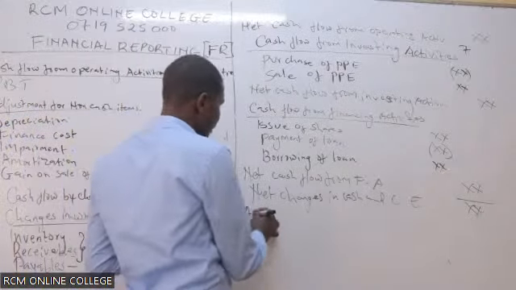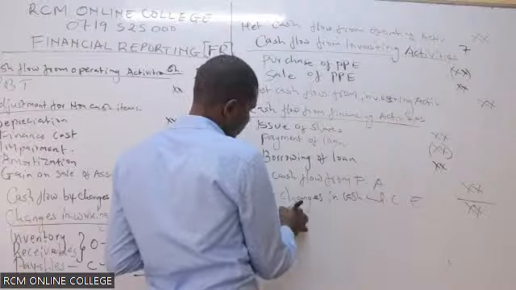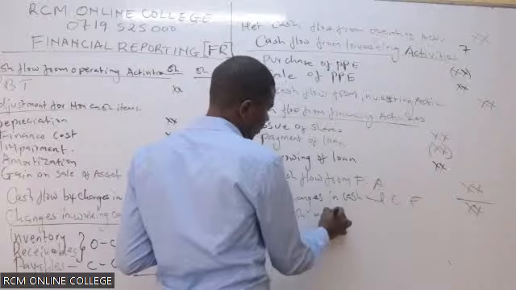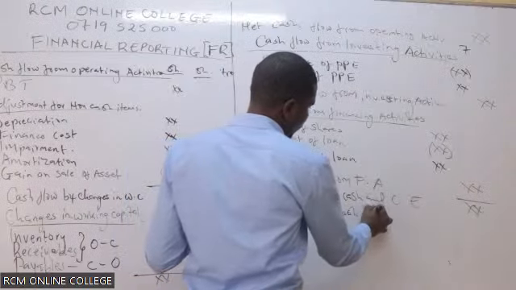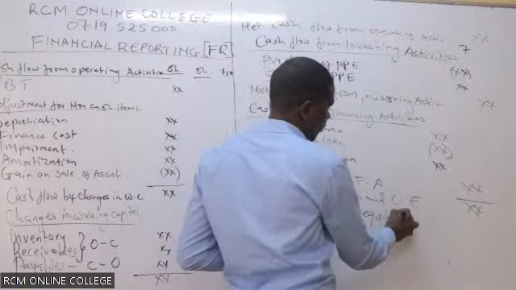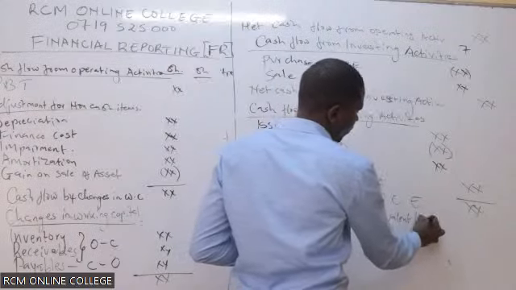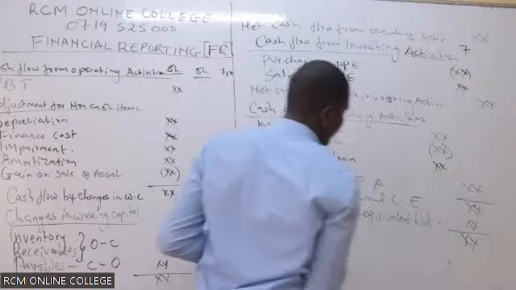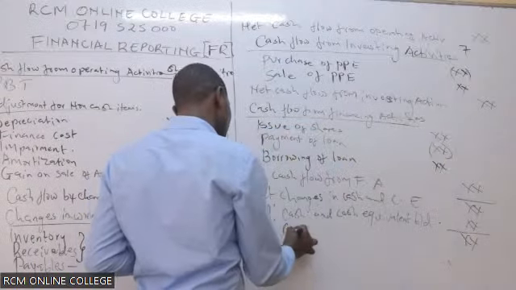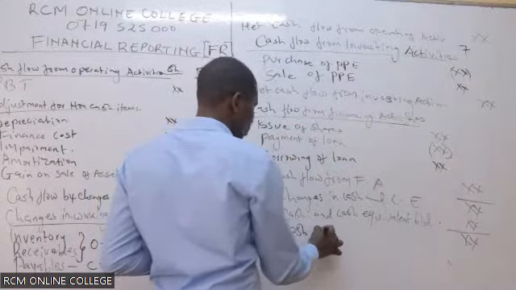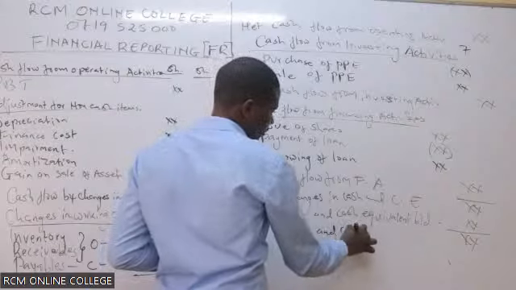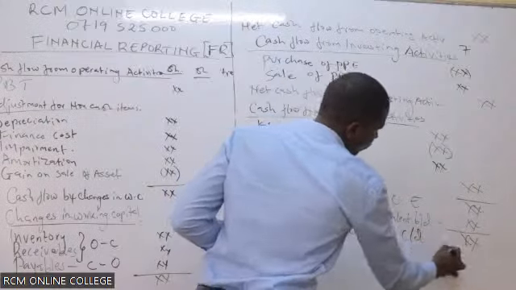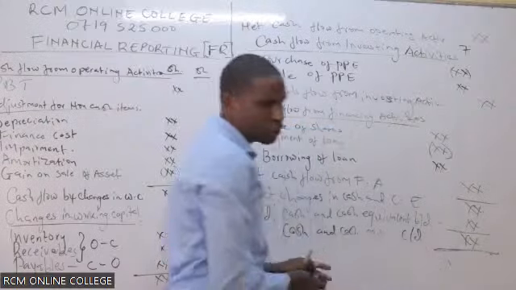Then you add cash and cash equivalent brought down. Once you add that, whatever that you get there, it will be cash and cash equivalent carried down. Hiyo ndio itakuwa the final figure, and it should line.